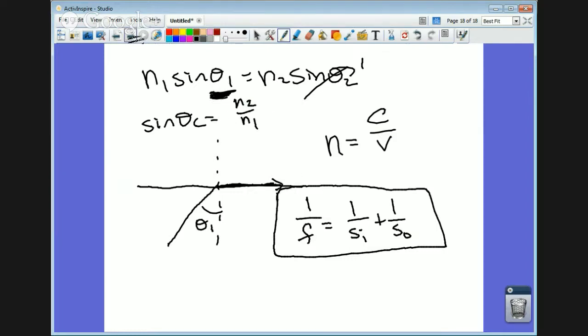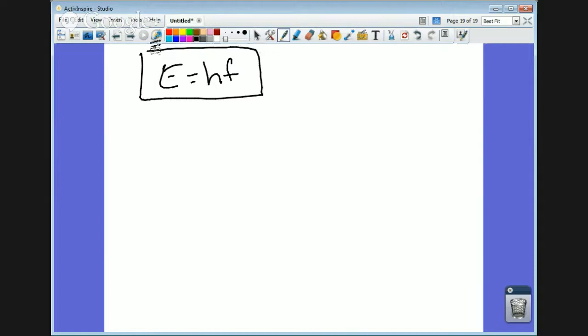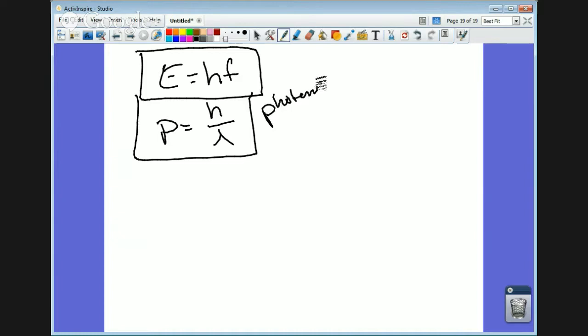Okay, optics. Okay, the atomic stuff, or well, I'm not even going to talk about the interference stuff. We've talked about that so much. The atomic stuff, remember, E equals hf. Memorize that, please. All right. For a photon, the momentum is h over lambda. Memorize that. Okay. These are photons. Photons only.